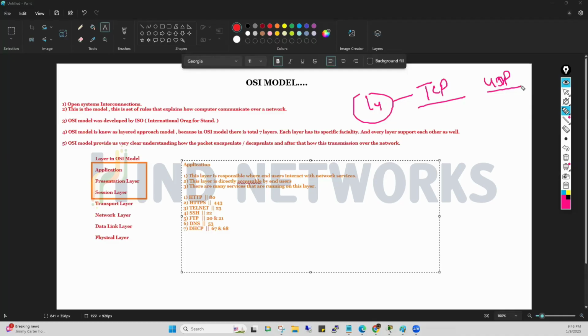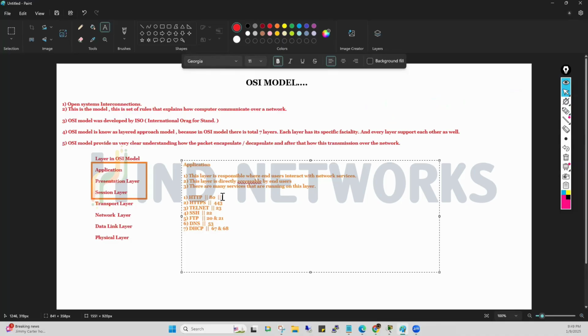Maybe there will be some more, but try to understand right now only 7. So these are the 7 services I told you at application layer. And when these services' packets reach layer number 4, they will use either TCP or UDP. Now, how do we understand which services use TCP and which use UDP? We can't understand, guys. We need to memorize it.